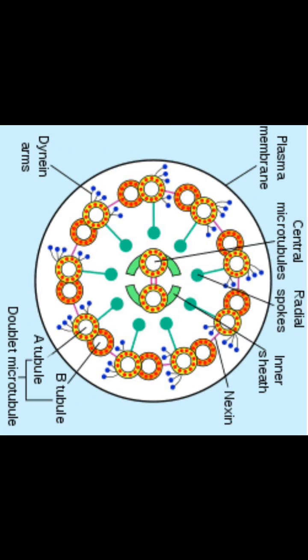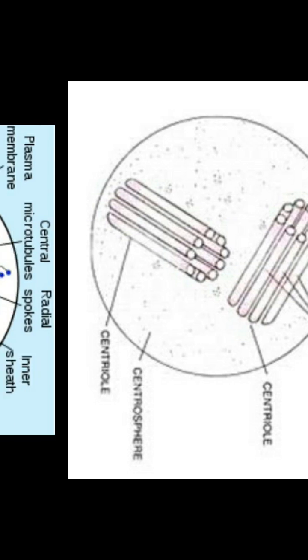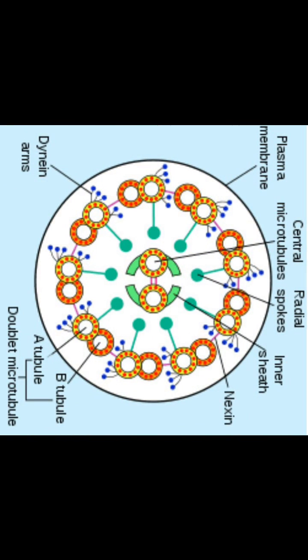Understand? So one more important point: both the cilia and flagellum emerge from the plasma membrane only, but they emerge from centriole-like structures called basal bodies.